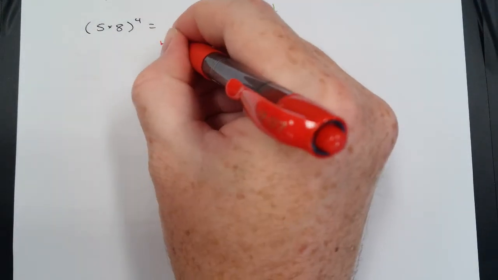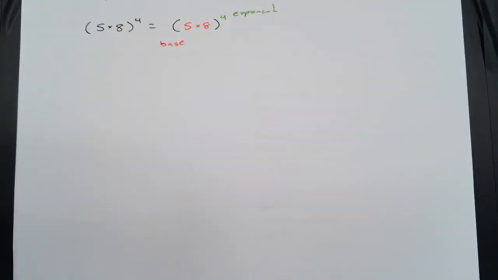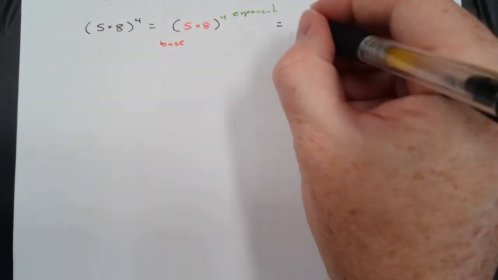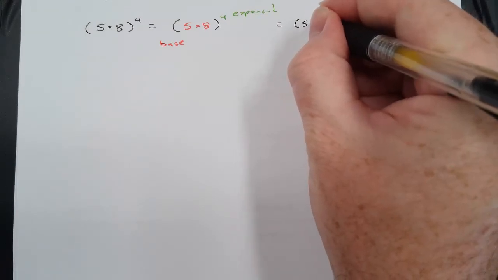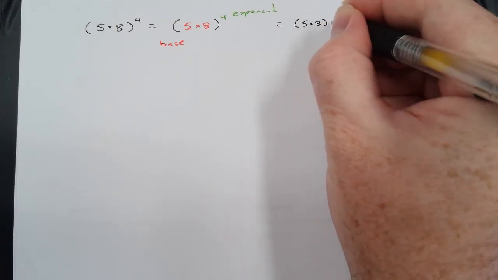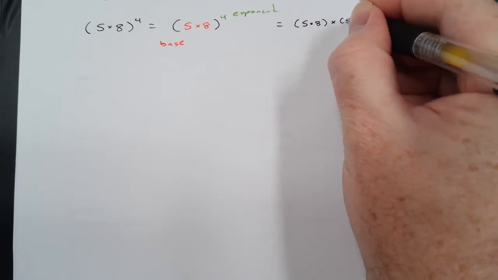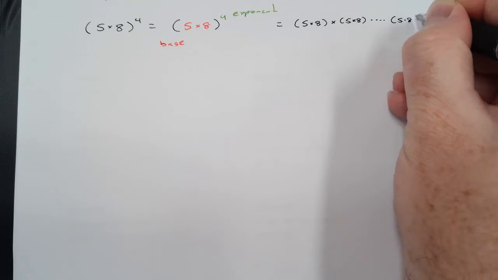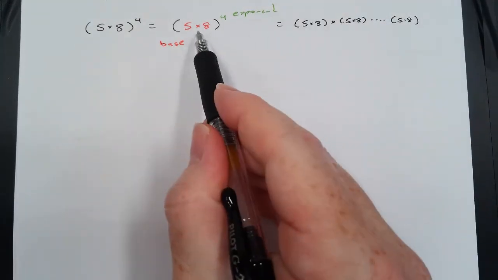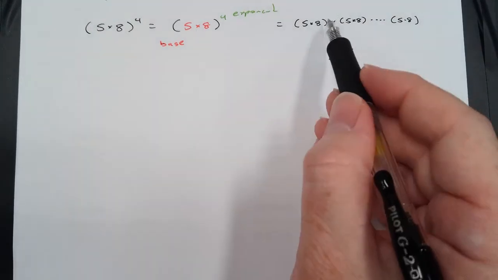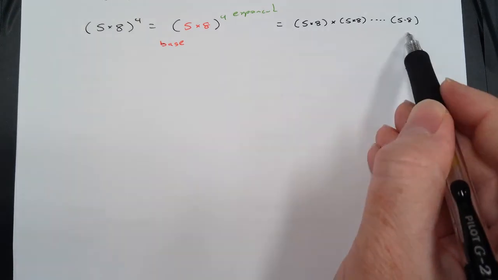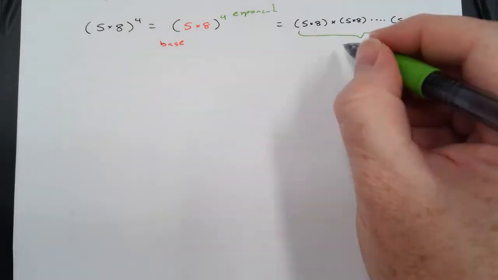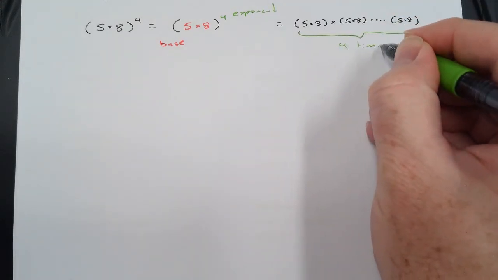And the base is 5 times 8. You should be familiar with this after lesson 1 and practicing it. What's happening is 5 times 8 is being repeated over and over again. Remember, exponents are just the base multiplying by itself. So that's what's happening here. The base is multiplying itself. How many times is it doing this? Well, the exponent's 4, so this is happening 4 times.